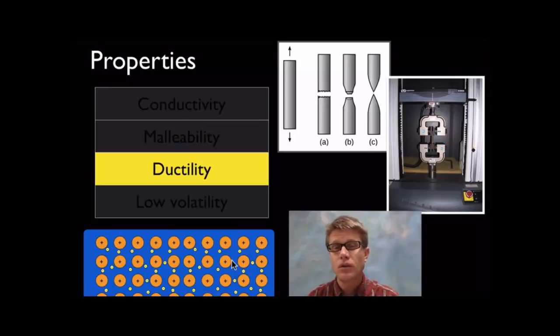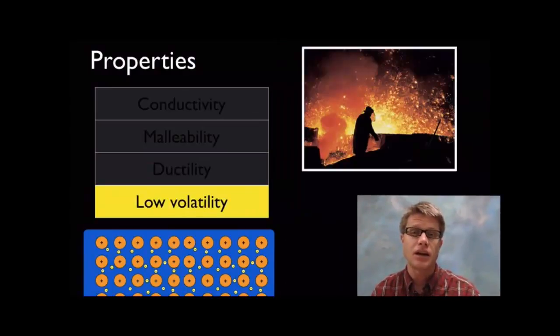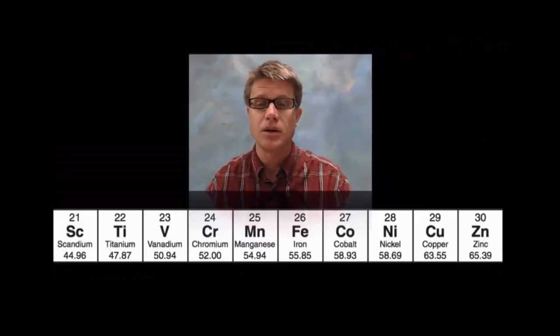They also show low volatility. What that means is that they're going to have a high melting point and a high boiling point. Why is that? Well, think of all the positive charges we have down in these metals. We have all these negative charges, and so there's going to be a huge attraction between the two. And so it's hard to pull off individual ones to make them a liquid or eventually to make them a gas.